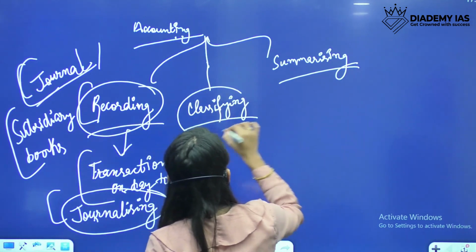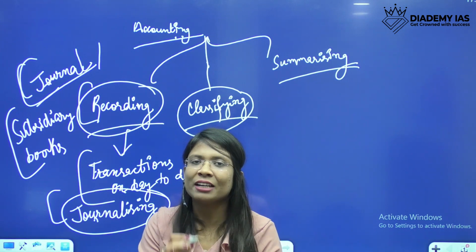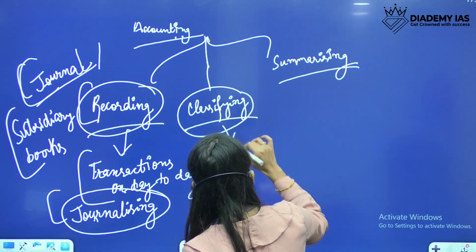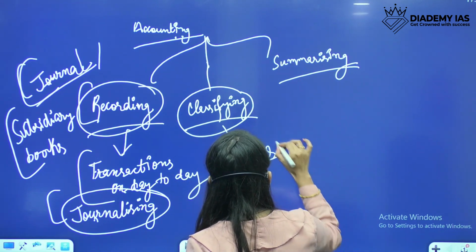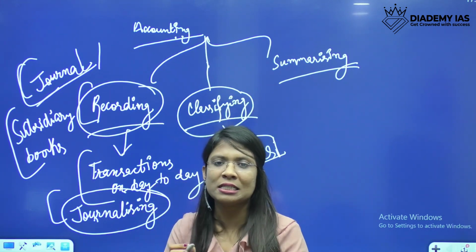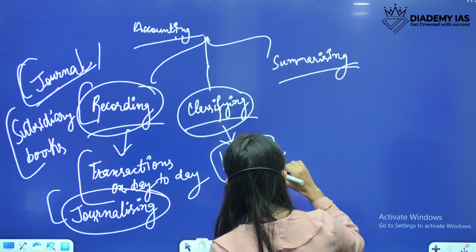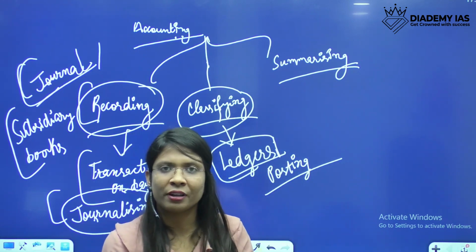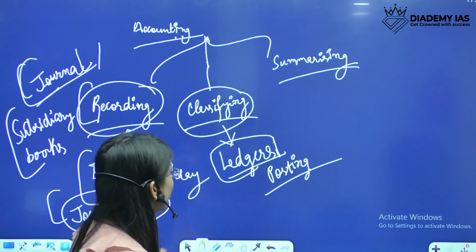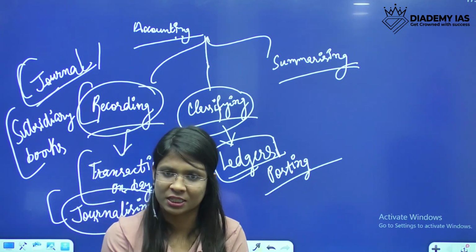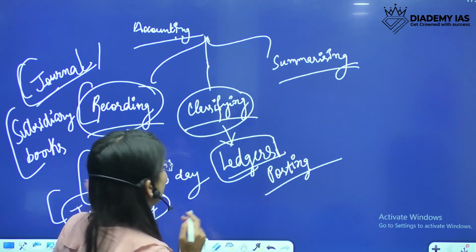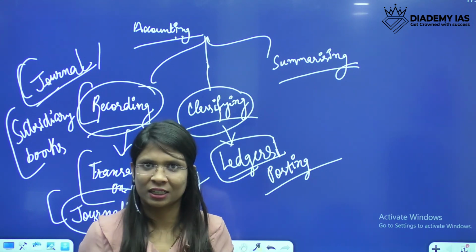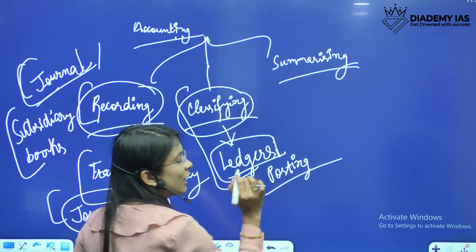Another step is classifying. When we have recorded the transactions, we have to classify them. Classify them into what? Into ledgers. Classifying these journal entries into ledgers is known as posting. Please write the definition: classification of journal entries into the respective ledgers is known as posting. Clear? So this is the second step, classifying.